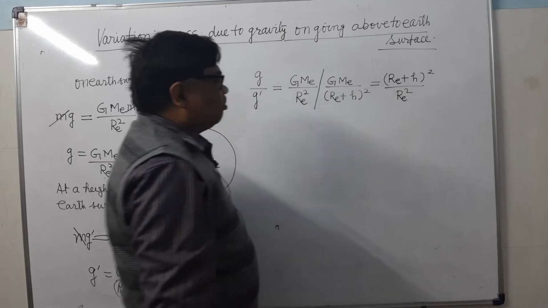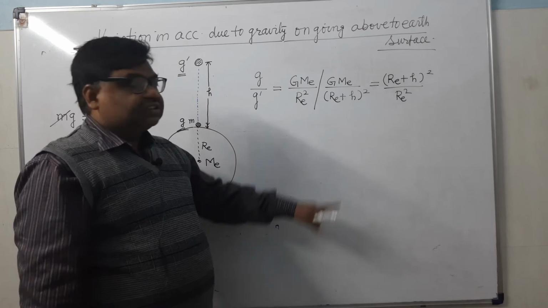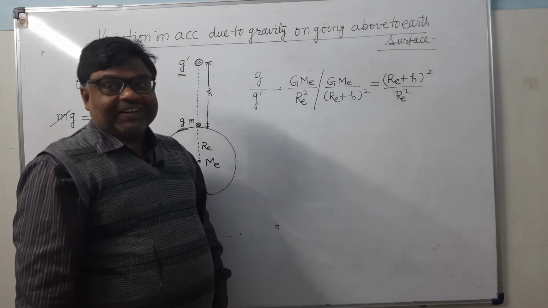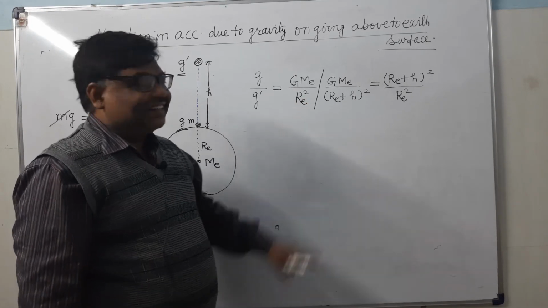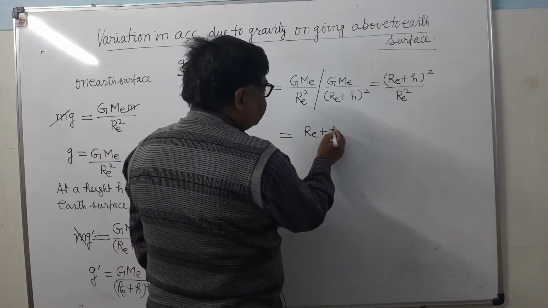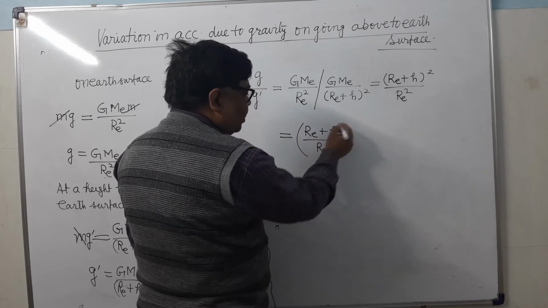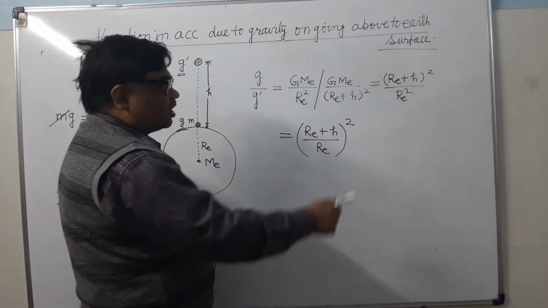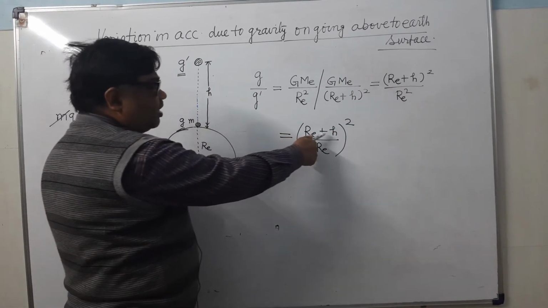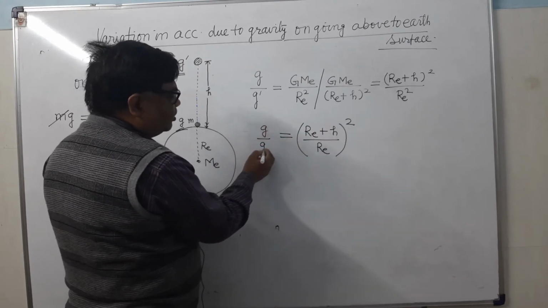क्या हो जाएगा अगर हम यहां देखें? This will reciprocate and multiply. इसका उल्टा हो जाएगा और मल्टीप्लाई हो जाएगा न्यूमरेटर से. So what will happen? G Me will be cancelled. So this can be written as Re plus h divided by Re in one common bracket whole square, because numerator is also square as well as denominator is also square. So you can write this way: (Re plus h upon Re) whole square. This is g upon g dash.